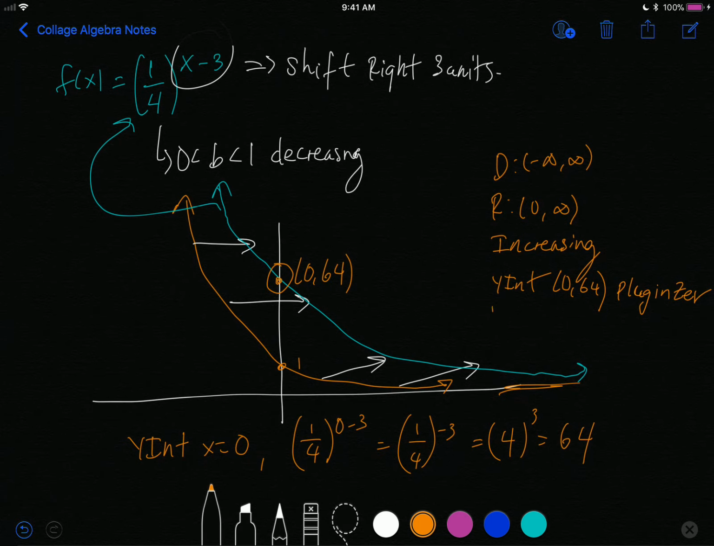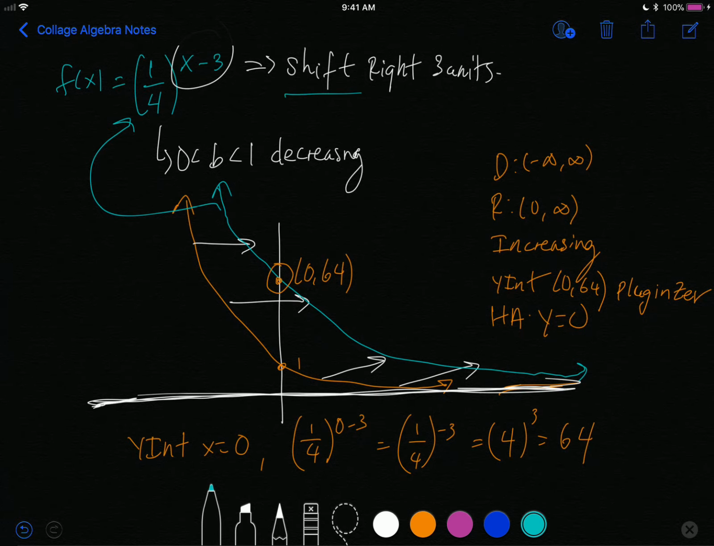The horizontal asymptote, your HA, will remain at y equals 0. If I take a horizontal asymptote, which is the x-axis right here, and I slide it over 4 units to the right, I will get the same line. And so therefore the horizontal asymptote does not change.